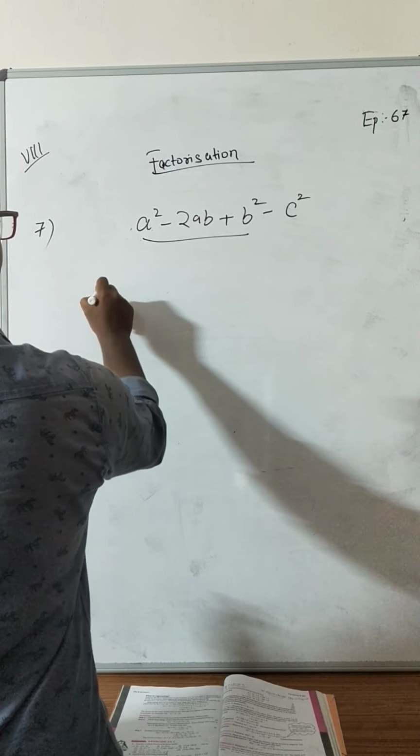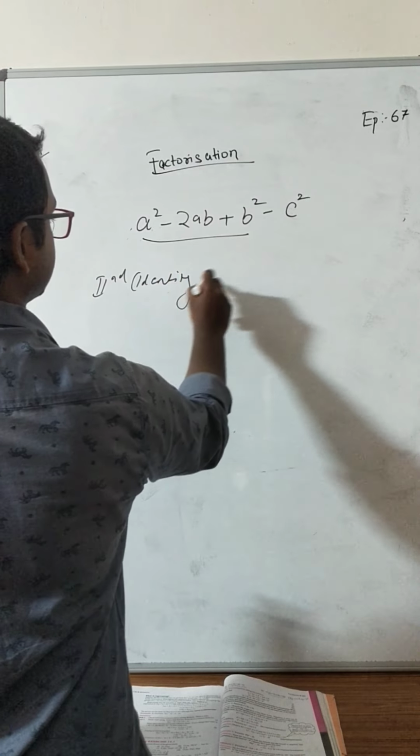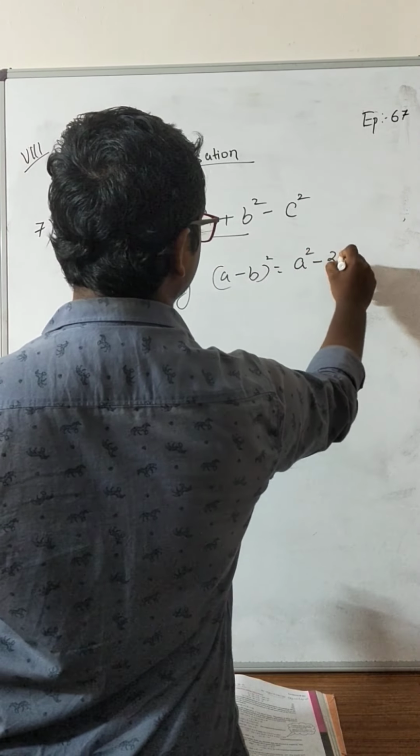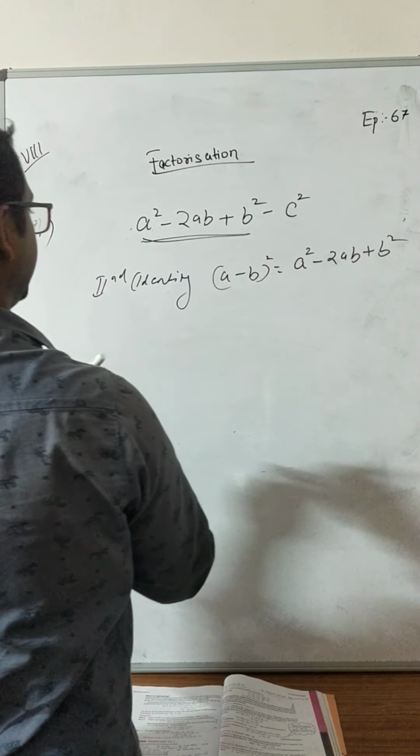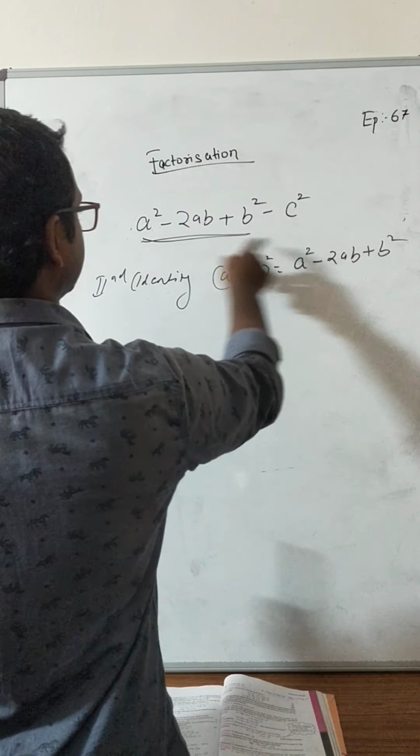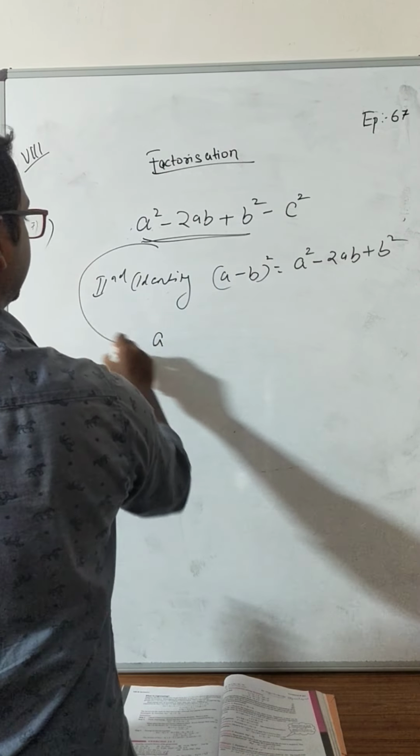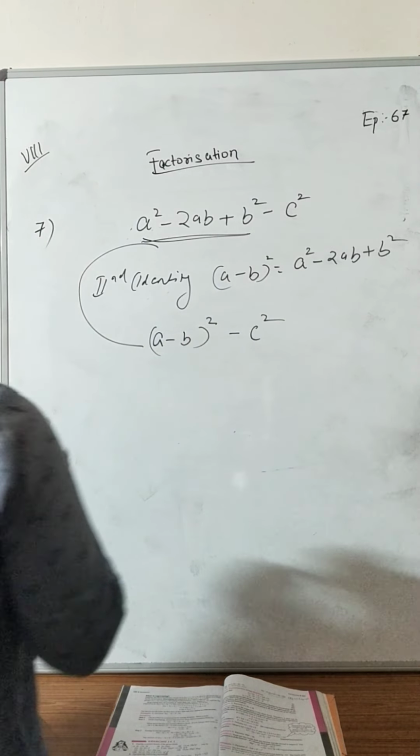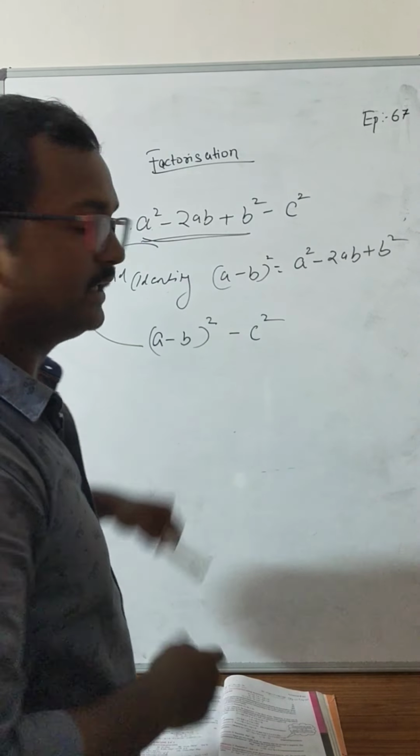So, second identity. The second identity is (a minus b) whole square is equal to a square minus 2ab plus b square. By this second identity, we can say that this entire term becomes (a minus b) whole square. So this entire expression becomes (a minus b) whole square minus c square. Now, in the beginning we have applied the second identity.